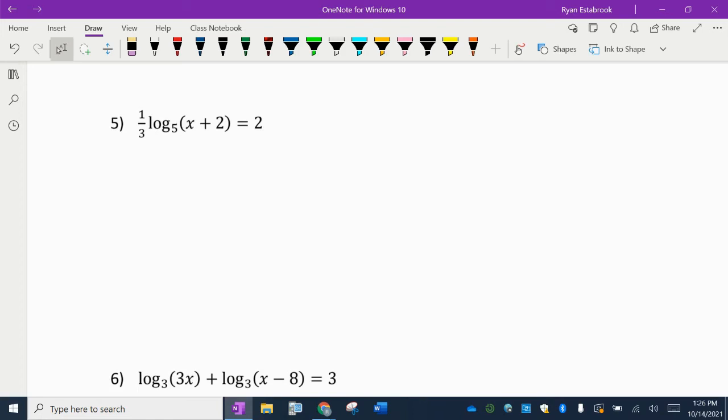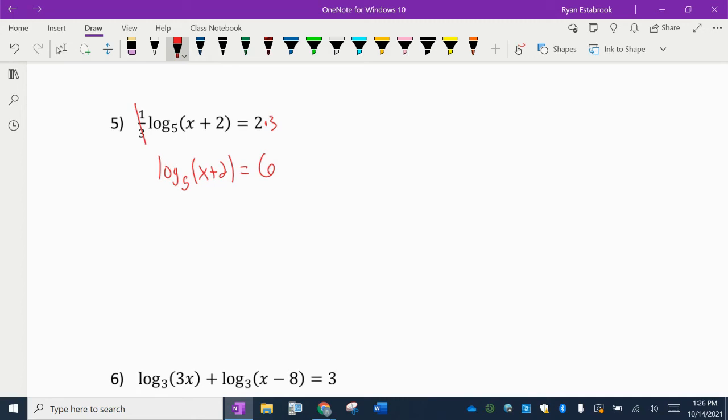Number 5. The goal is to get to x. And I'm looking on the left-hand side, trying to dig in and get to that x. I see this 1/3 on the outside. It's 1/3 times all this stuff. How can we get rid of this 1/3 on the left? Times it by 3 over 1, so times 3 times 3. That gives us log base 5 of x plus 2 equals 6.